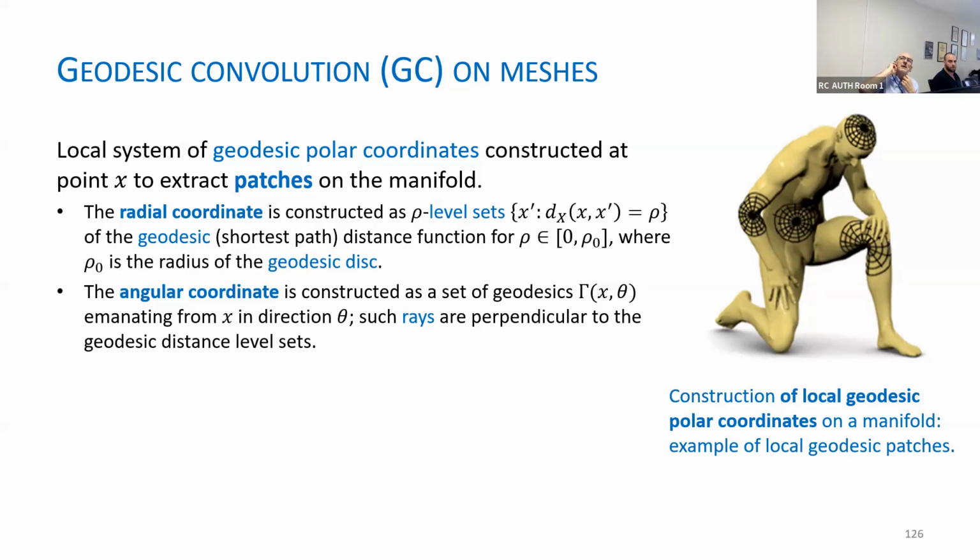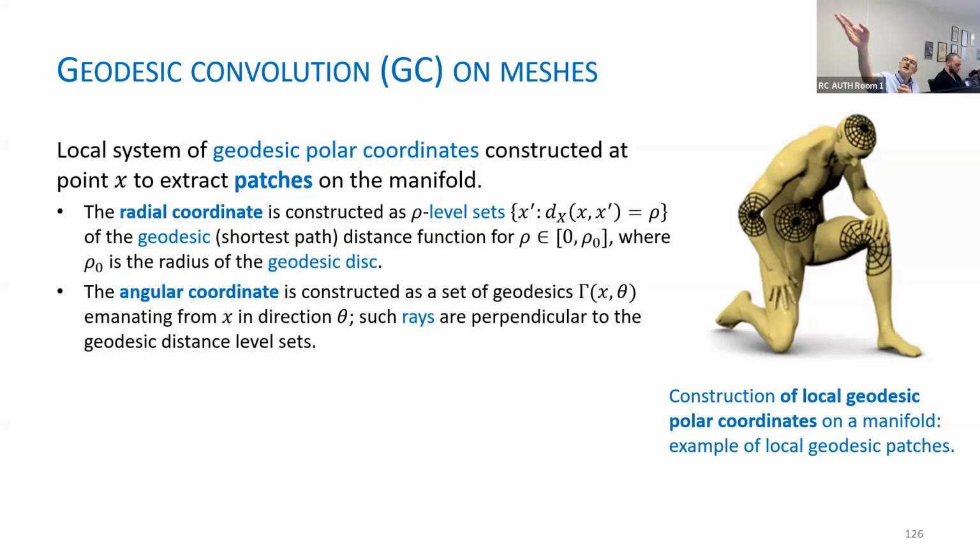So they define these rho level sets, which are basically the set of points that are at a given distance from the central point. If we take a point x, the rho level set is given by the points x prime which are at a fixed distance rho. And that distance is computed on the surface. This allows us to draw a circle around any fixed point on the manifold.